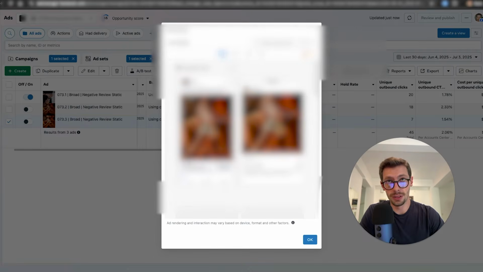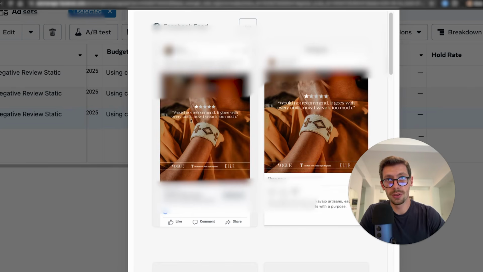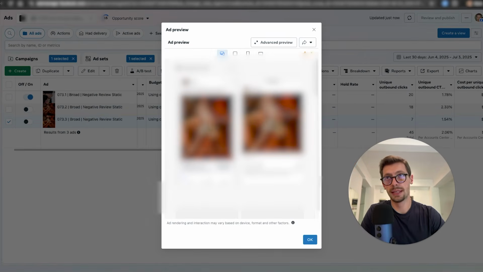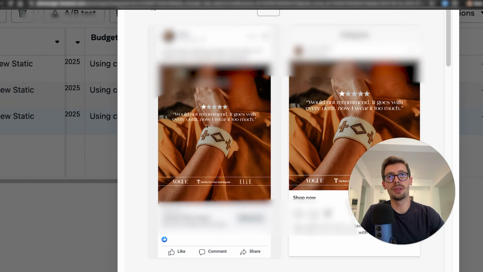So here you can see the first one: "Wouldn't recommend, it goes with every outfit, now I wear it too much." In this ad set, we test this angle of the negative review, this kind of ad format, but we split test different benefits framed negatively, like with this 1-star review.